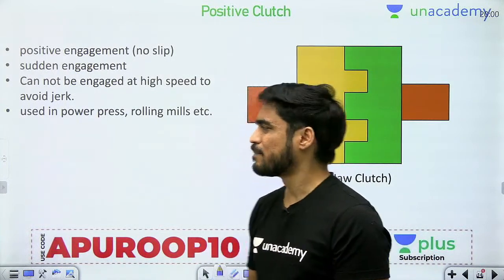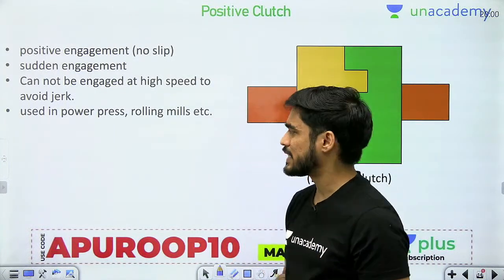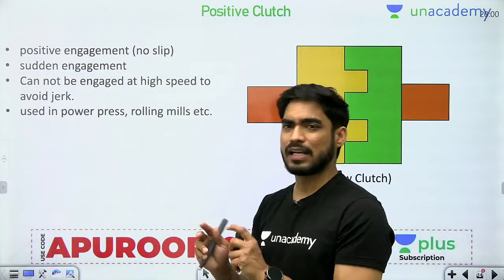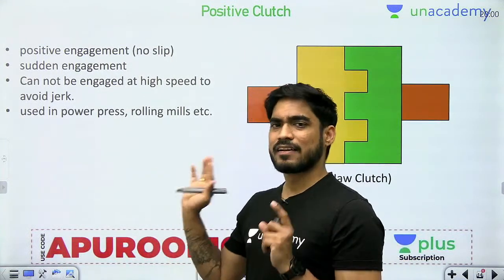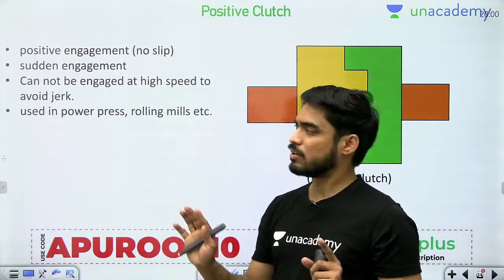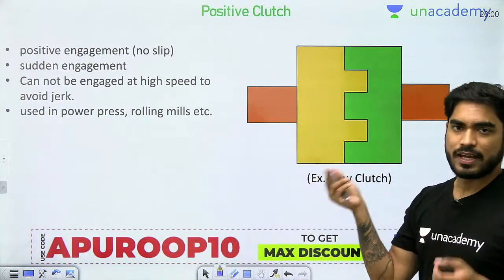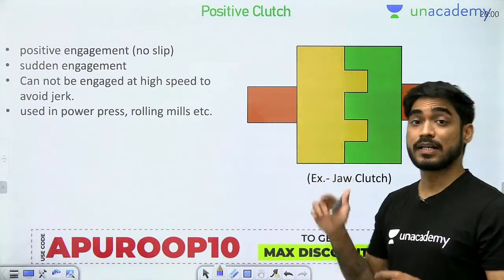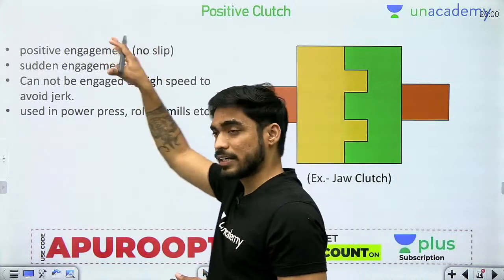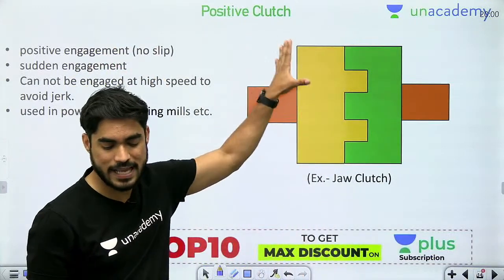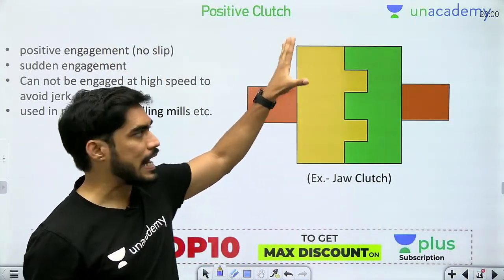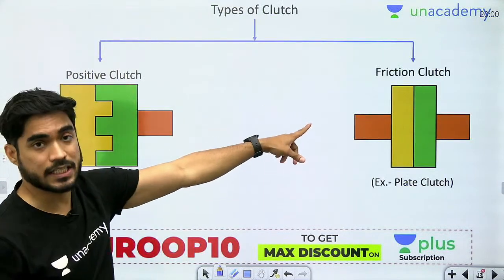They are used only in some rare applications like power press, rolling mill, etc. Those are the applications of positive clutch where the engagement is positive, engagement is sudden. Now this is not in our syllabus, so you don't need to worry about the design process. In our syllabus, we only need to deal with the friction clutch.